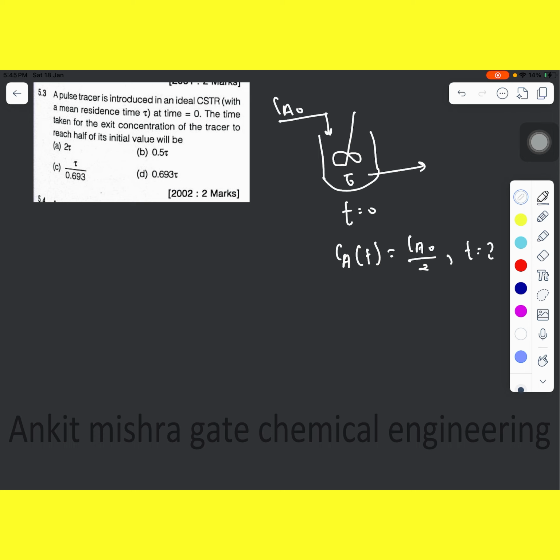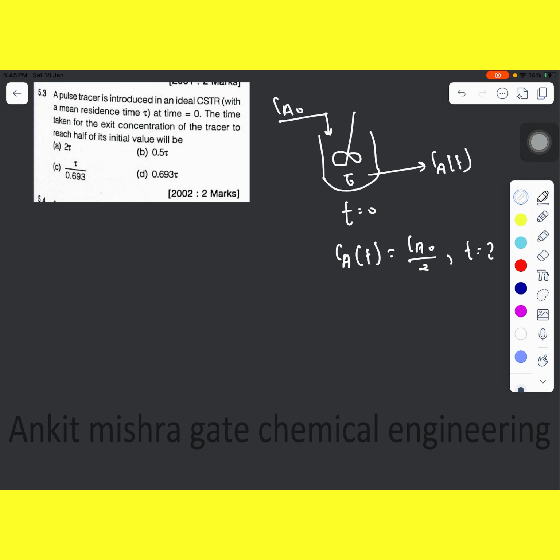So here you can see a pulse tracer is introduced in an ideal continuously stirred tank reactor. So you have a continuously stirred tank reactor here, and pulse tracer is being introduced at t equals 0, and the mean residence time of this reactor is tau. They are asking you the time taken for the exit concentration to reach CA equals CA naught by 2. So what is the time? If the inlet concentration is CA naught, and this is the exit concentration CA.